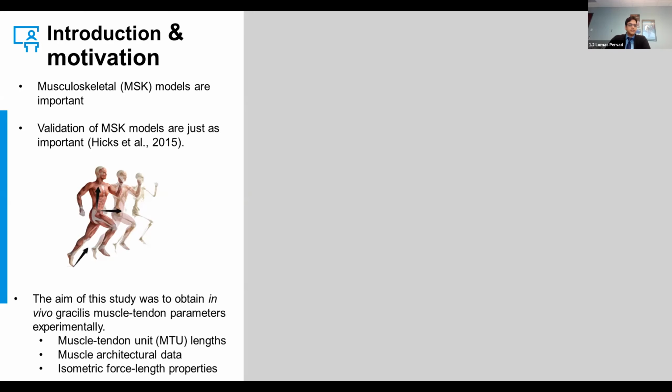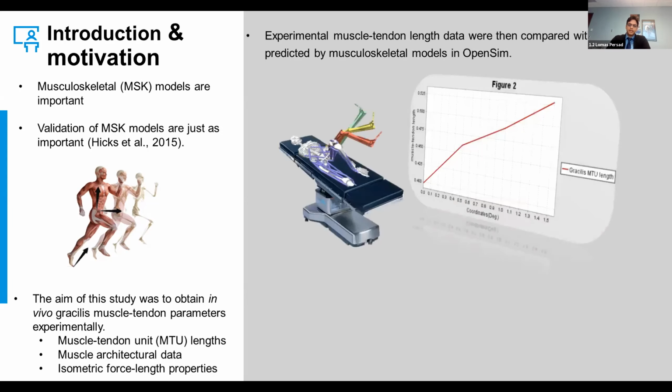The aim of this study was to measure in vivo gracilis muscle tendon parameters. This included muscle tendon unit lengths, muscle architectural data, and isometric force length data. Then these MTU lengths that were measured experimentally were compared with those predicted using OpenSim.